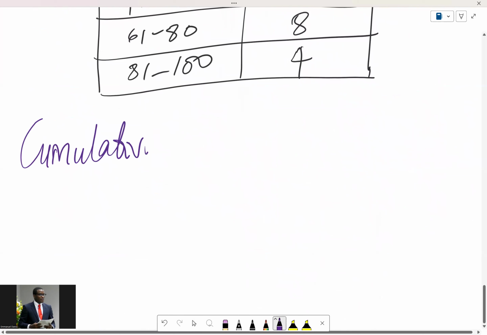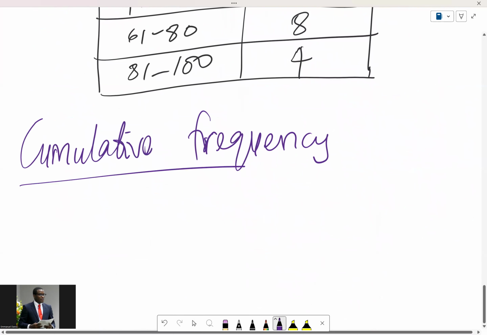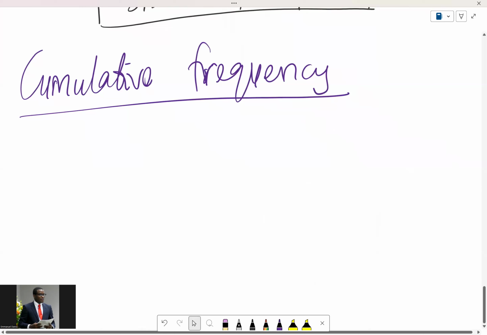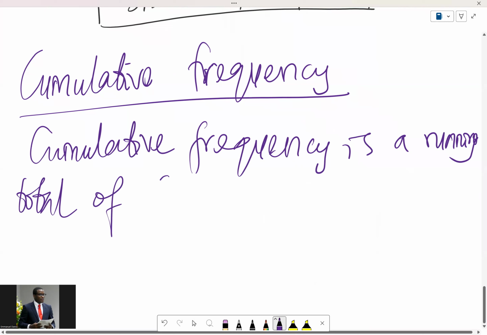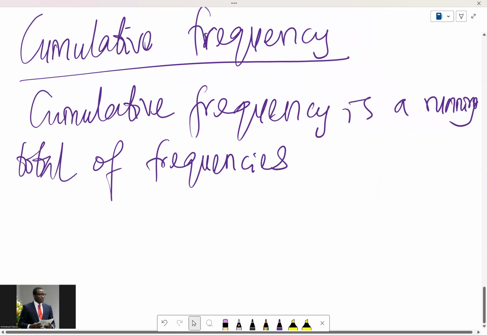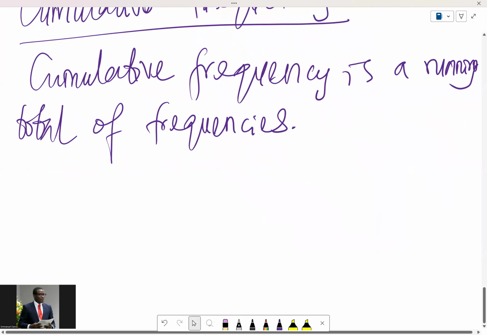Cumulative frequency. So, we have talked about frequency, right? Frequency is the number of times a particular data point occurs, whether it is in ungrouped data or grouped data. But the idea of cumulative is summing up those frequencies, right? So, for cumulative frequency, see what we get. Cumulative frequency is a running total of frequencies. We've done this a lot with all the different measures we've been doing so far. So cumulative frequency is a running total of frequencies. Simply, it's a running total of frequencies.